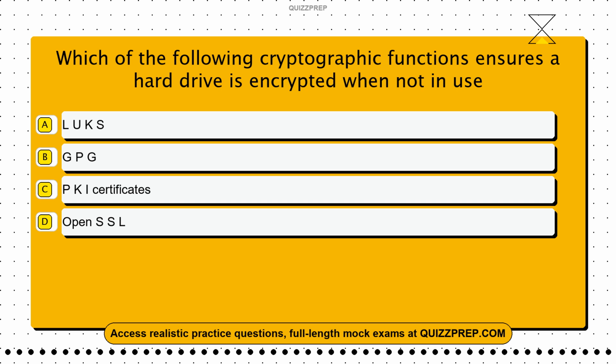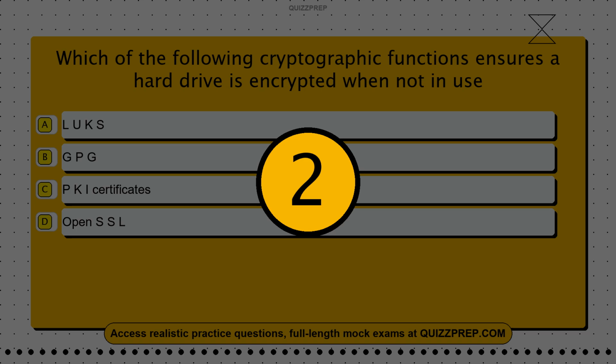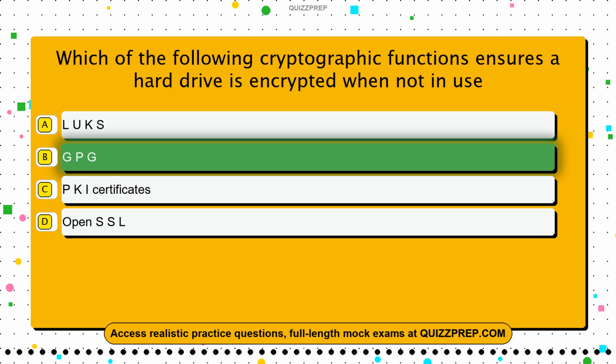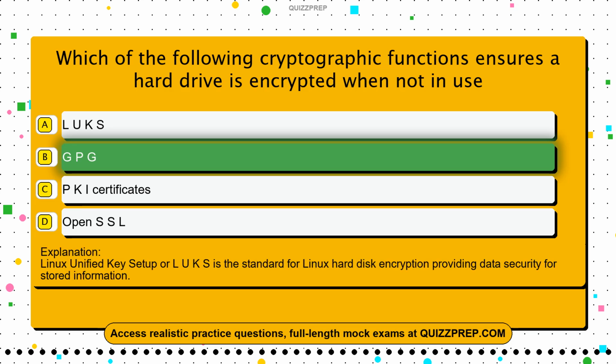Option A, LUKS. Option B, GPG. Option C, PKI certificates. Option D, OpenSSL. The correct answer is option B, GPG. Linux Unified Key Setup or LUKS is the standard for Linux hard disk encryption, providing data security for stored information.